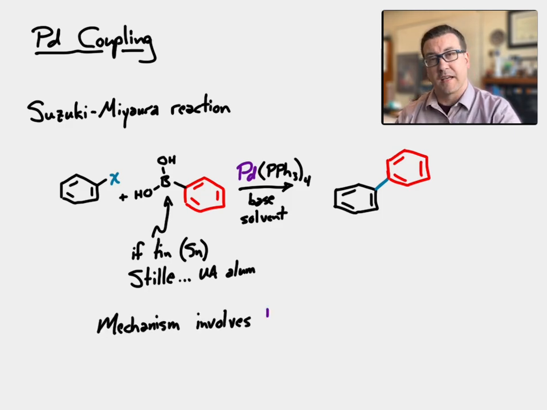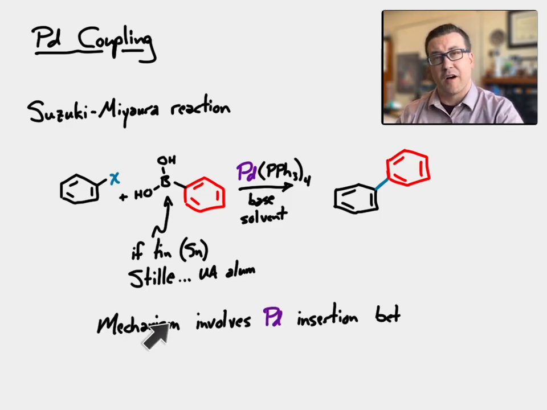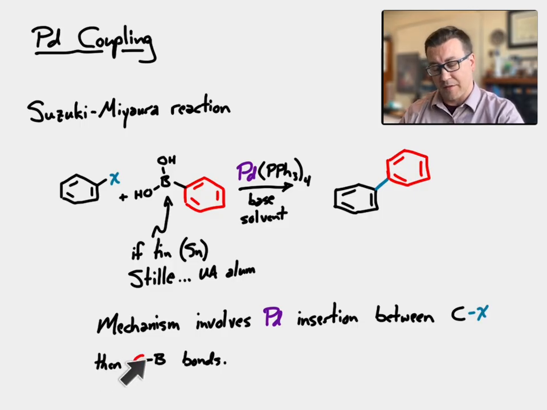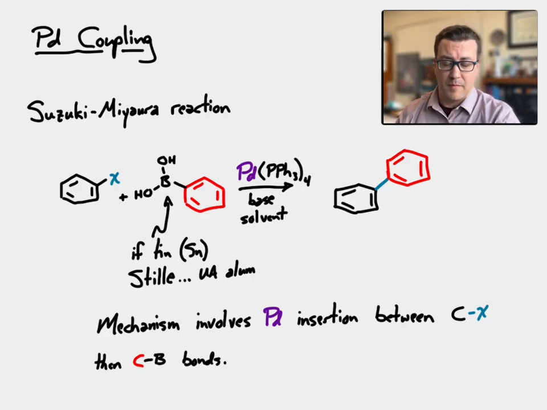So the mechanism involved in this reaction involves palladium insertion into the carbon-halide bond first, and then into the carbon-boron, or carbon-tin, if you're talking about the Stille reaction, bonds, and then the two carbon-carbon bonds form. We're not going to go more into detail about the mechanism of this reaction, but the book talks about it, and this is something you'll learn a lot about in inorganic chemistry next year.